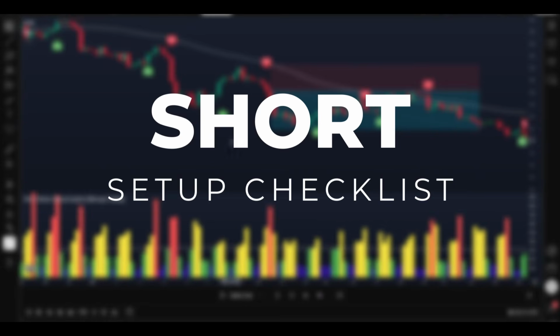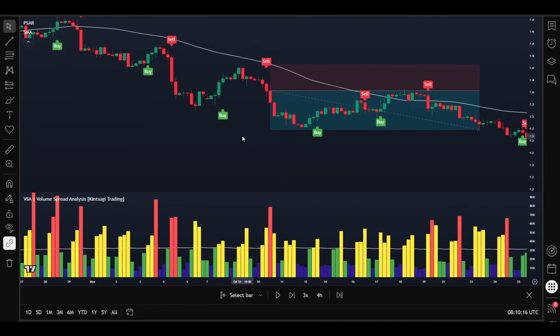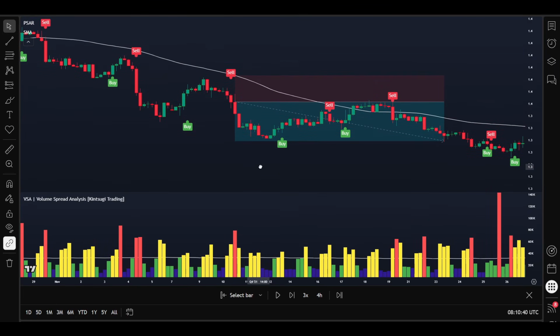Short setup checklist. Trend filter. Price is below the 60 MA. VSA gate. VSA histogram is yellow or red and above the VSA moving average, white, signaling active supply in context of a down move. Trigger. Parabolic SAR prints a sell label on the signal candle. All three must be true at the close. If price isn't below MA60 or VSA isn't qualifying, we wait.